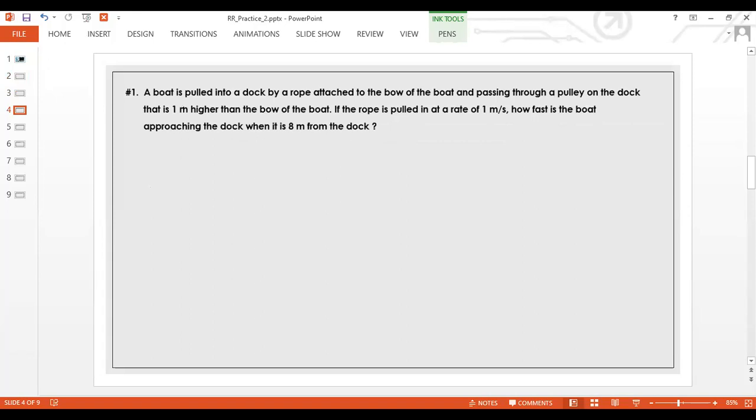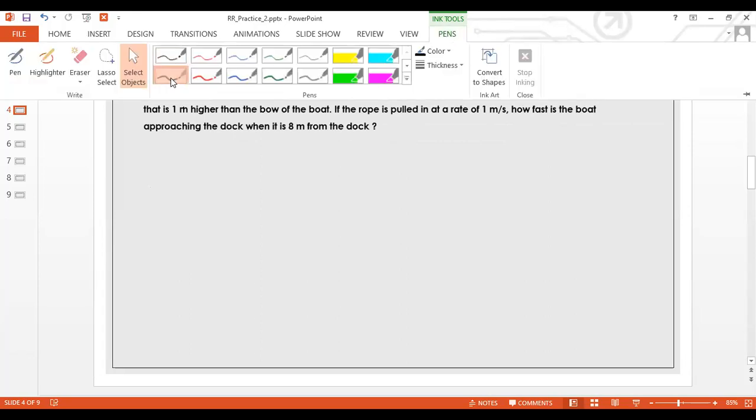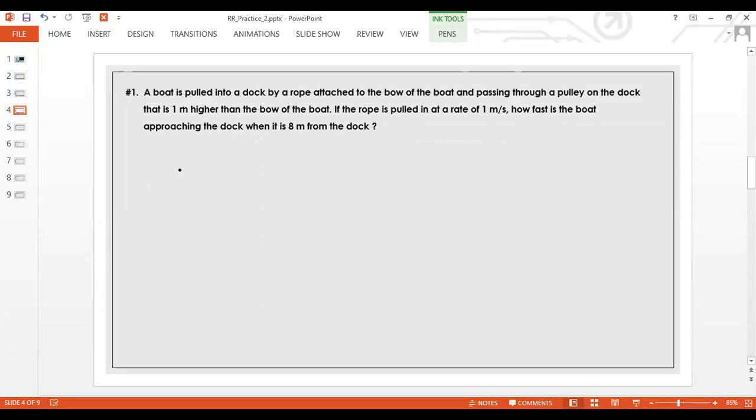Okay, so in here, they said a boat is pulling into a dock with a rope attached to the bow of the boat and passing through a pulley on the dock that is 1 meter higher than the bow of the boat. If the rope is pulled in at the rate of 1 meter per second, how fast is the boat approaching the dock when it is 8 meters away from the dock?